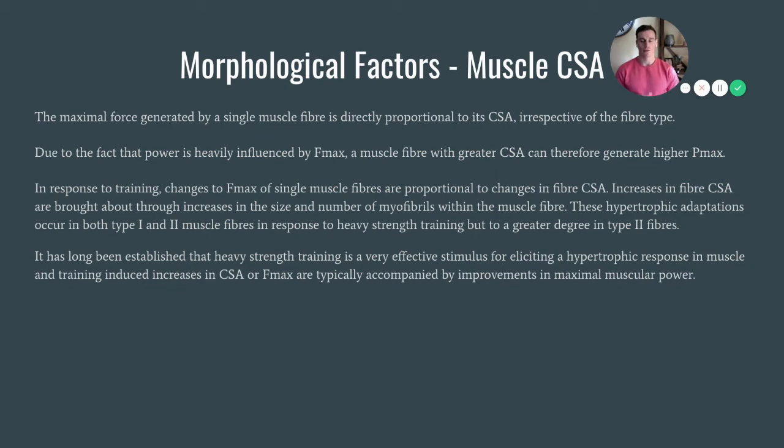Okay, and again, heavy strength training is a very effective stimulus for eliciting a hypertrophic response in muscle, and training-induced increases in cross-sectional area and force are typically accompanied by improvements in maximal muscular power. Obviously, if we go back to the beginning, that's because maximal power is heavily influenced by maximal force production. Okay, so you can already see here how we can manipulate training and the goals of training, and by extension, what training involves, to increase strength and power.